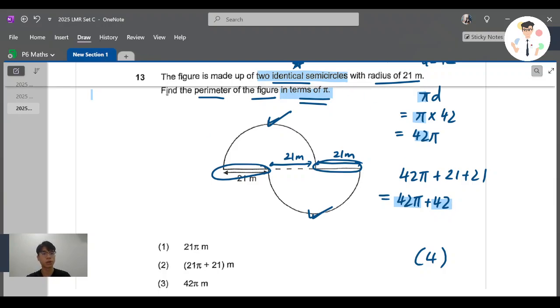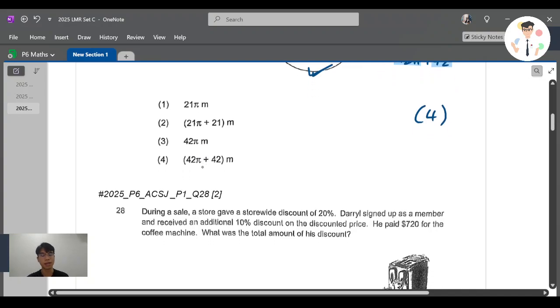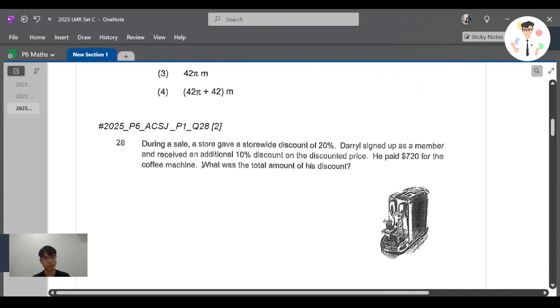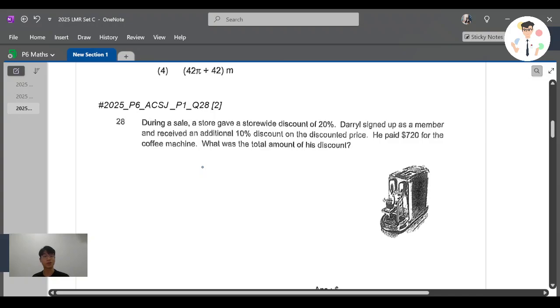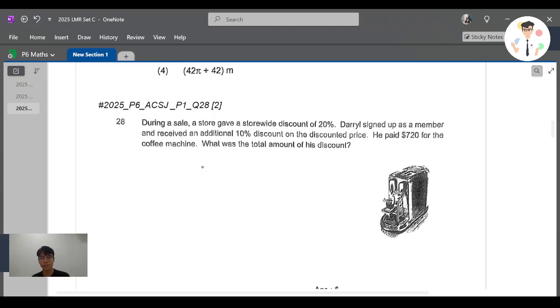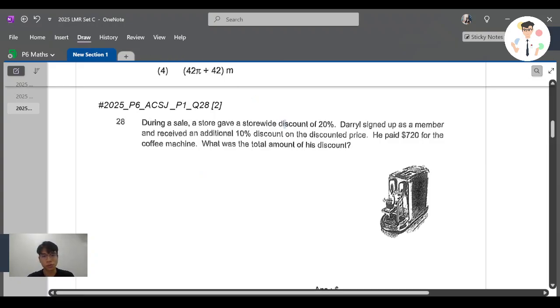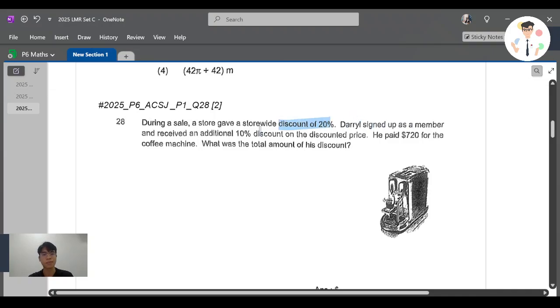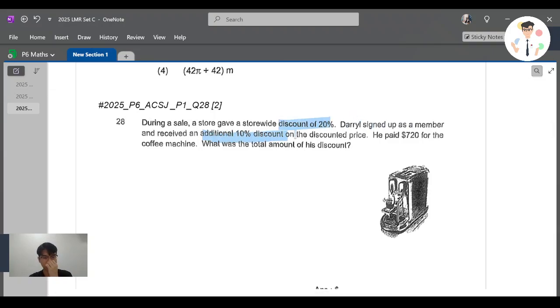So let's move on to our next question, which is from ACS paper 1 question 28. Honestly speaking, again, this is not a very difficult question, but it's a question that many students like you might make mistakes on. This question says that during the sales, the store gives a store-wide discount of 20%. He signs up as a member and receives an additional 10% discount on the discounted price. He pays $7.20 for the coffee machine, and what was the total amount of the discount?